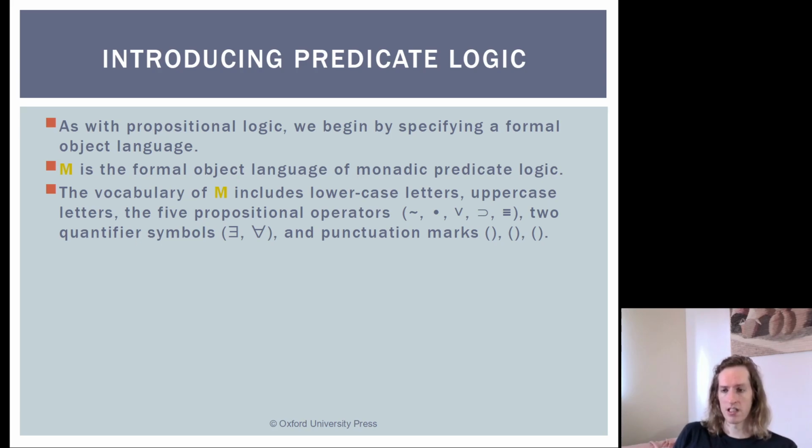One of these is going to look like a backwards E. That's going to be the existential quantifier. That means that for at least one thing, something is true. So something is true of something. And the universal quantifier, which looks like an upside down A, is going to say for all things, for everything, something is true. And of course, punctuation marks in the same way that we used them before.